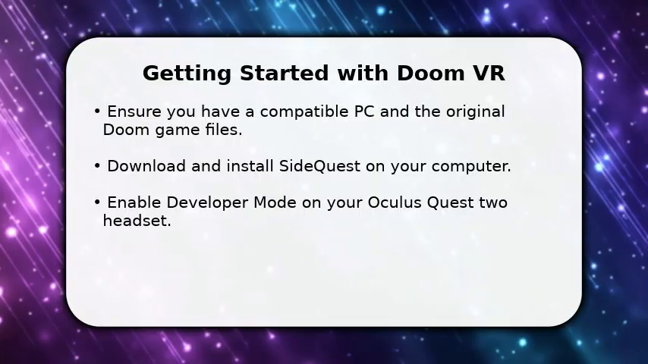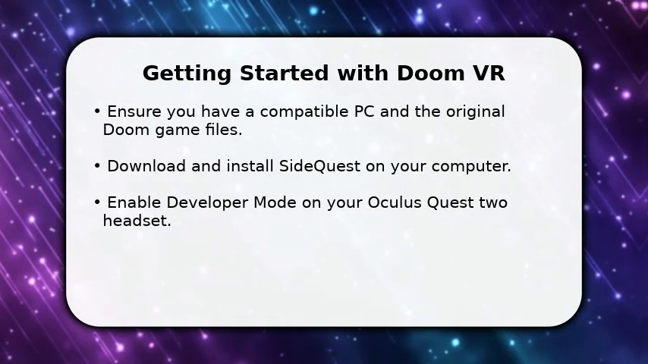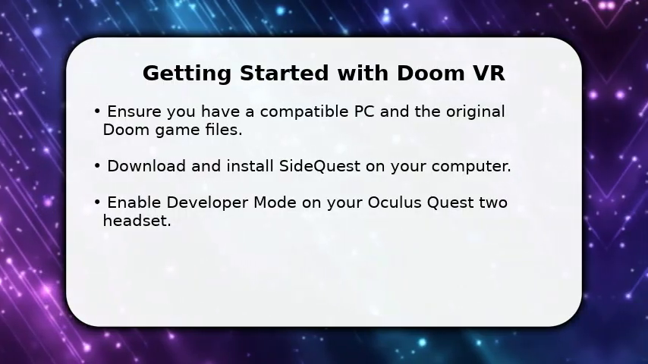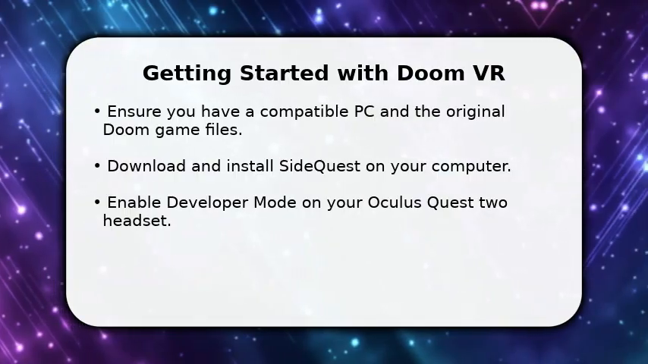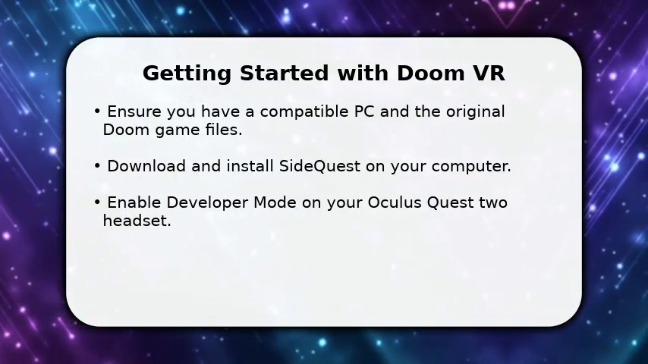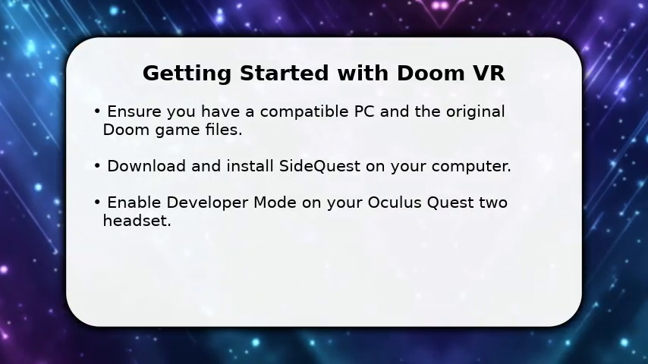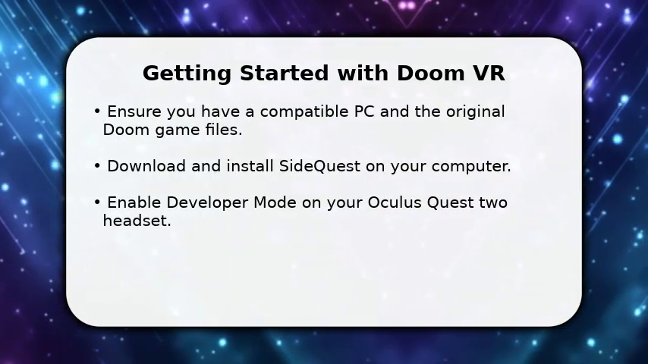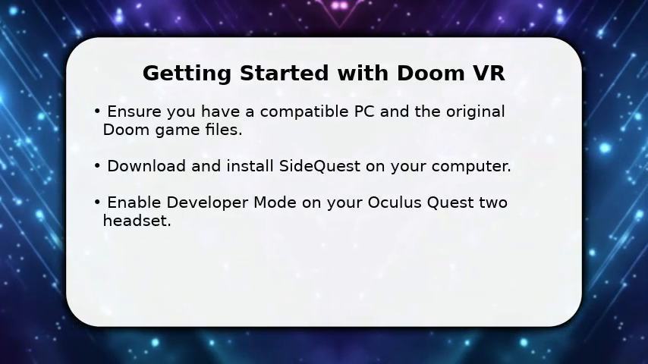In this video, I will explain how to play Doom VR on your Oculus Quest 2. First, you will need a personal computer and the original Doom game files. Next, download and install Side Quest onto your computer. Remember to enable developer mode on your Quest 2 headset. Finally, connect your Quest 2 to your computer using a USB-C cable. These initial steps are crucial for a smooth setup.